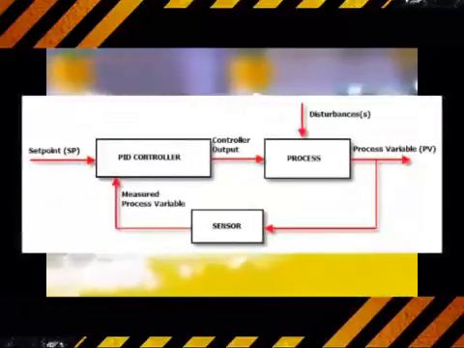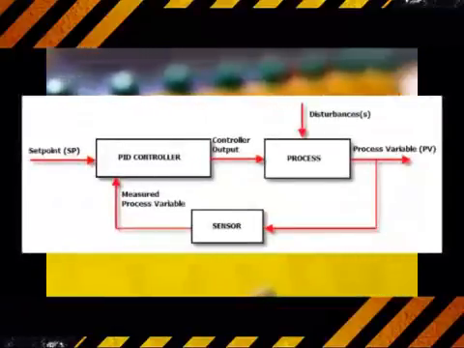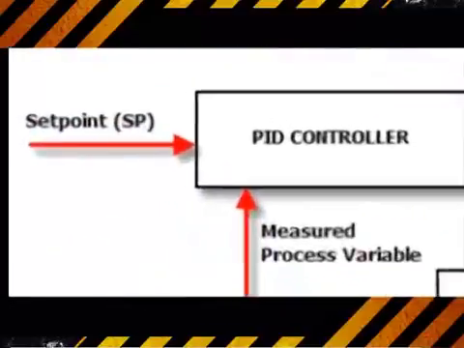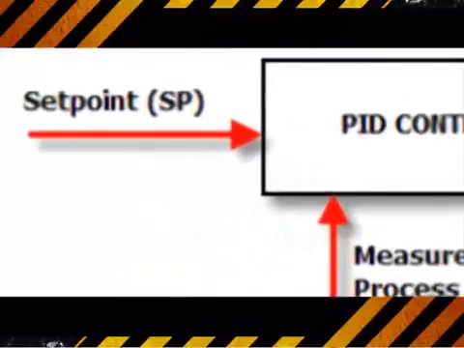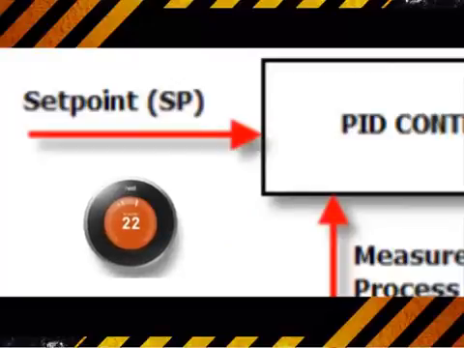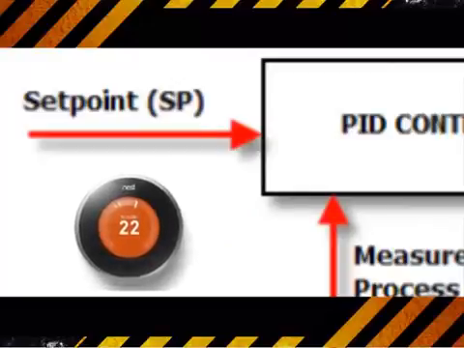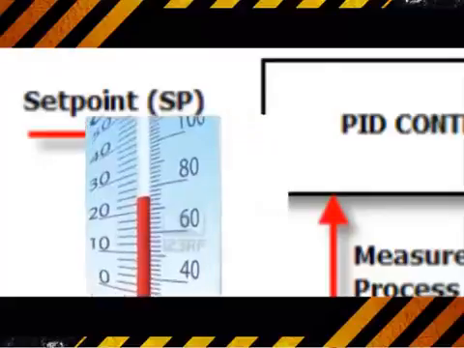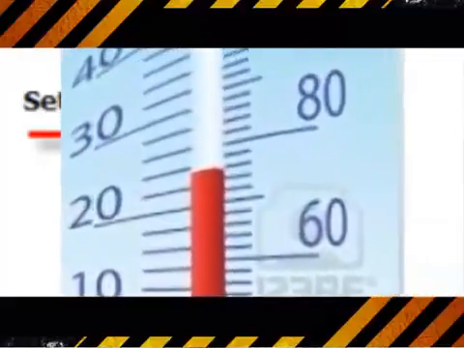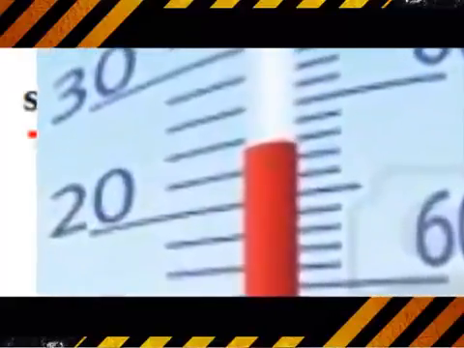Here's a classic block diagram of a process under PID control. What's going on in this diagram? The set point is the value that we want the process to be. For example, the temperature control system in our house may have a set point of 22 degrees Celsius. This means that we want the heating and cooling process in our house to achieve a steady temperature of as close to 22 degrees Celsius as possible.